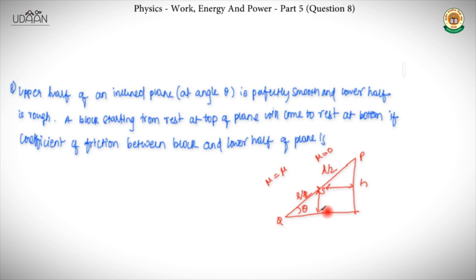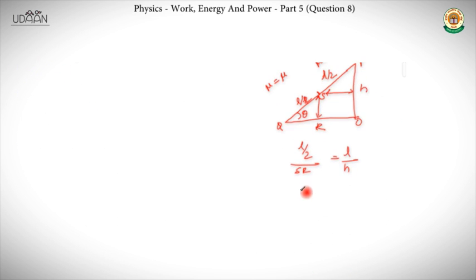Right. So from the triangle QP, let us consider this as O and this is R. In triangles QPO and QSR, as both are similar triangles, we will get L by 2 by SR is equal to L by H. In this way you will get SR is equal to H by 2. So the position S will be at height H by 2.